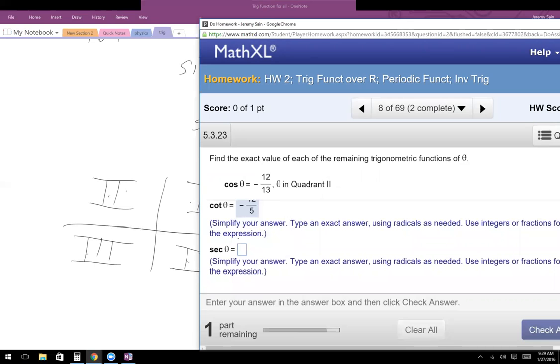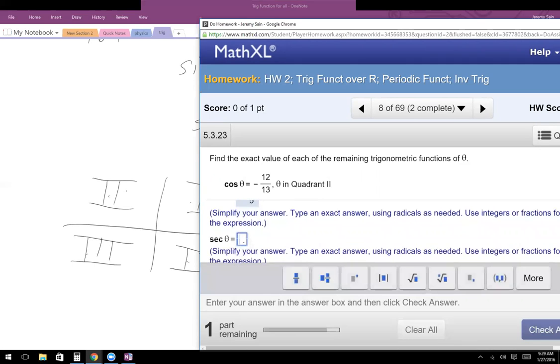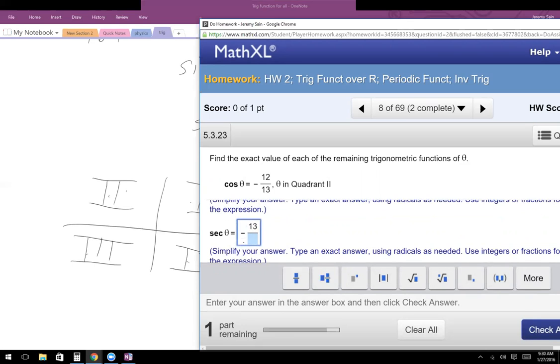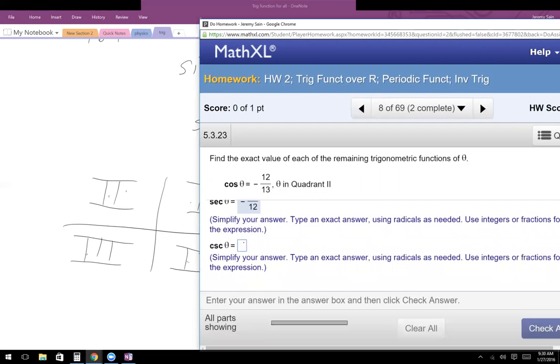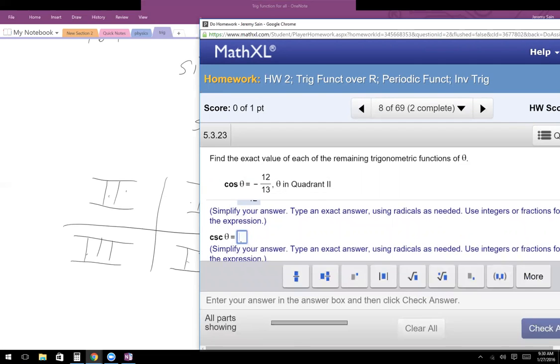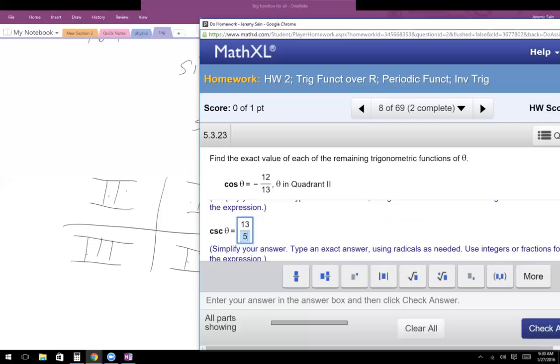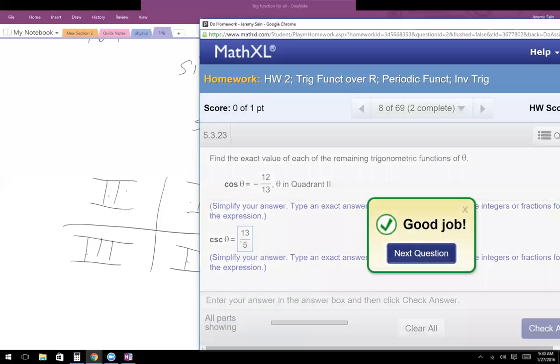Secant is 1 over which one, sine or cosine? Cosine. I know I've asked the same question like 6 times, but I don't regret it. So cosine is negative 12 over 13, so it'll be negative 13 over 12. And then cosecant is 1 over sine. Sine was 5 over 13, so it'll be negative 13 over 5. No, it's positive, because we're in quadrant 2.